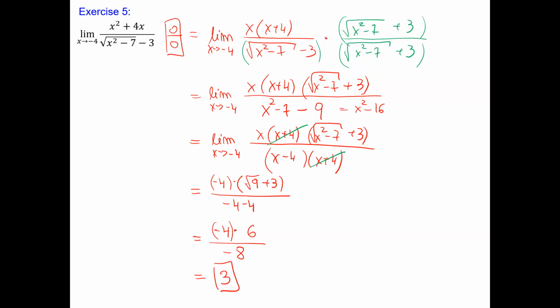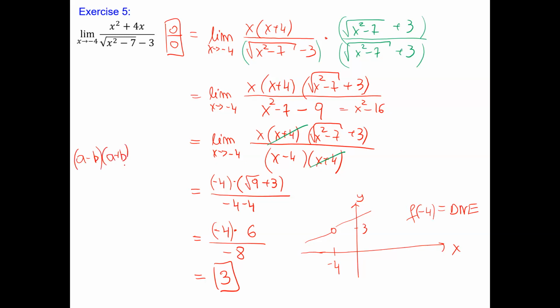But this is a limit, yes? We have to be careful. At negative 4, the limit is 3. We don't know how the function looks, and we have no value, yes? The function doesn't have a value at negative 4. The value does not exist. Just the limit is 3. And what did I erase? The conjugate, a minus b, a plus b, but we know this from algebra. Everybody knows this, okay? Perfect.